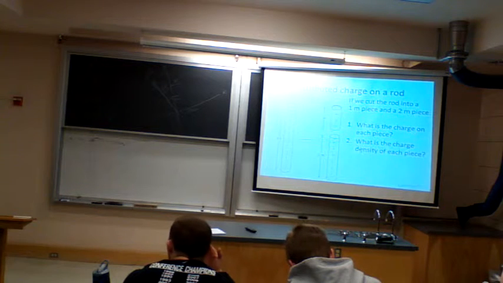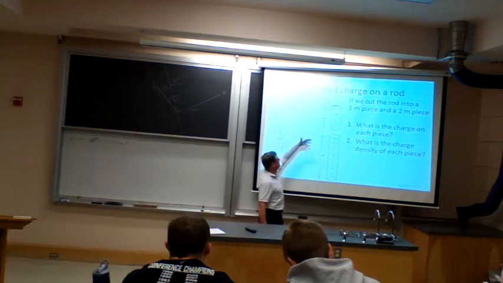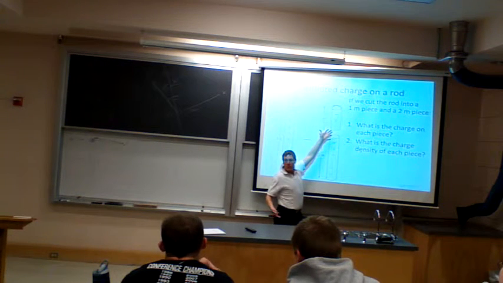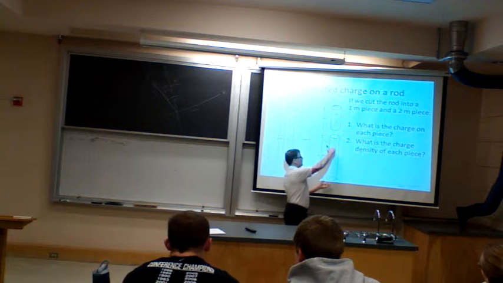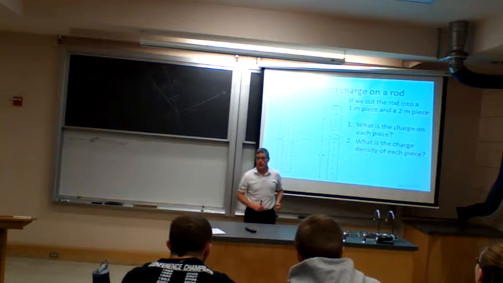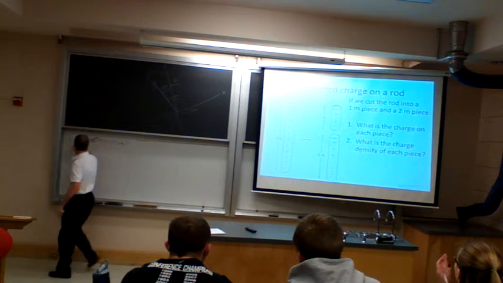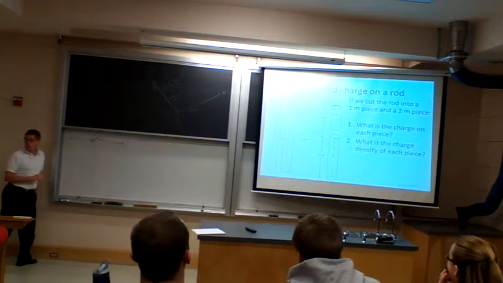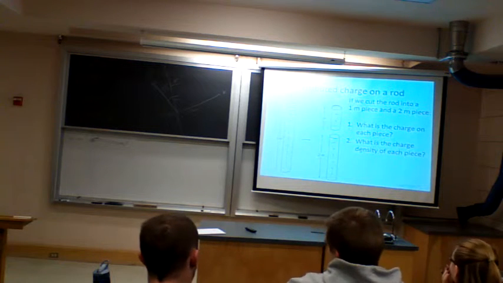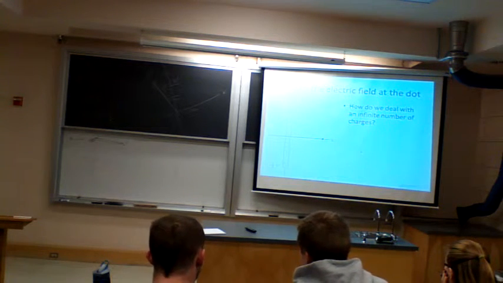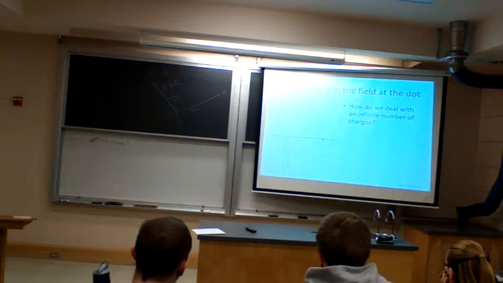So, our charge density is 4 coulombs per meter. If we have 1 meter, 1 meter times 4 coulombs per meter is 4 coulombs. 2 meters times 4 coulombs per meter would say the charge there is lambda times 2 meters. Again, our charge is equal to our charge density times our length. So, how do we deal with that infinite number of charges?